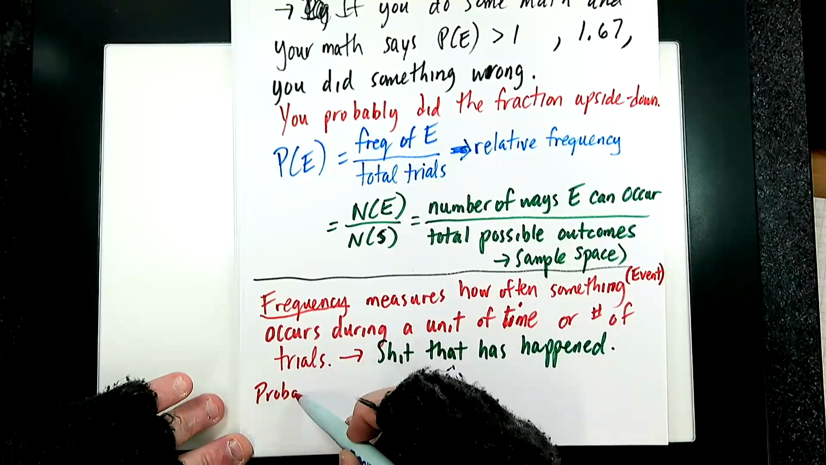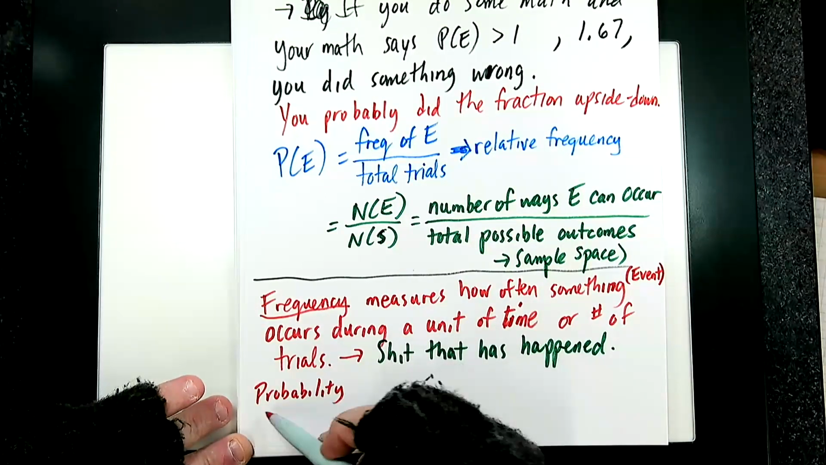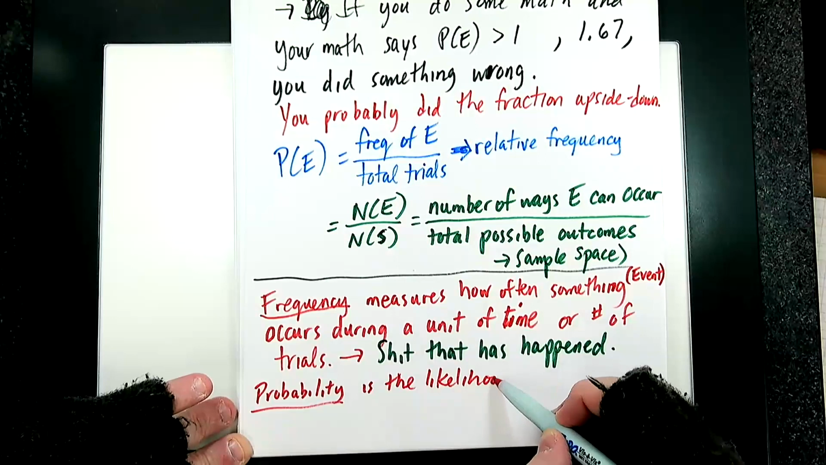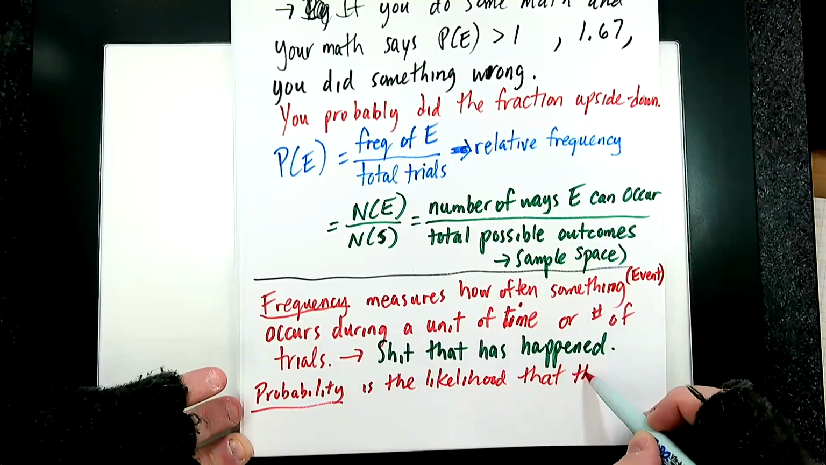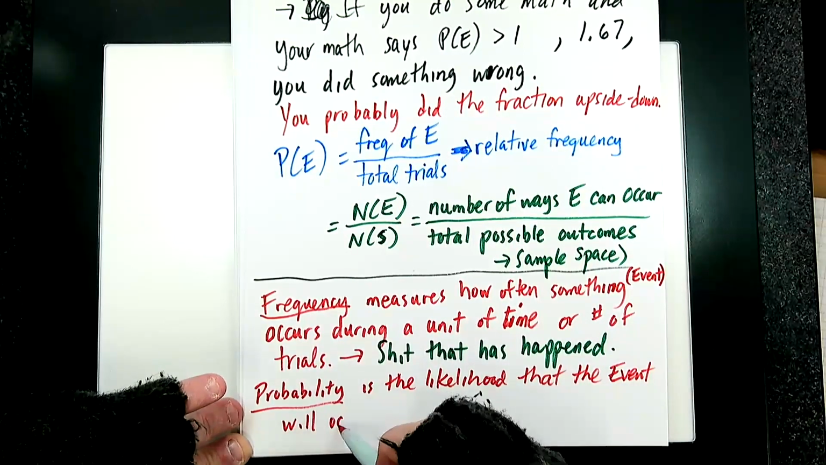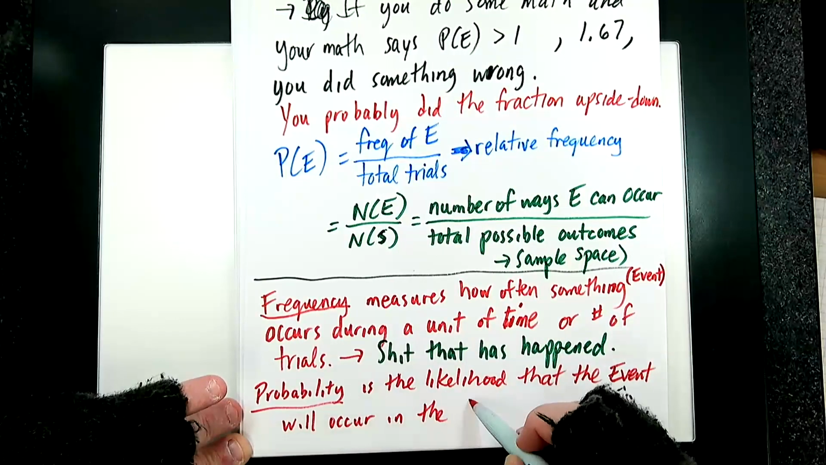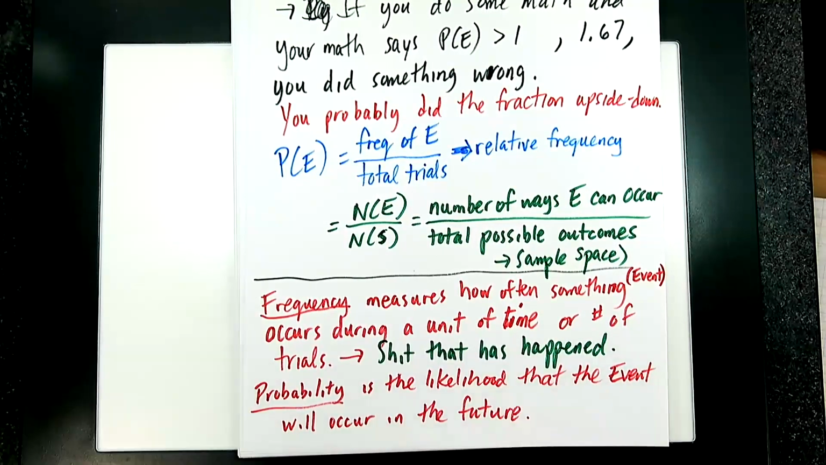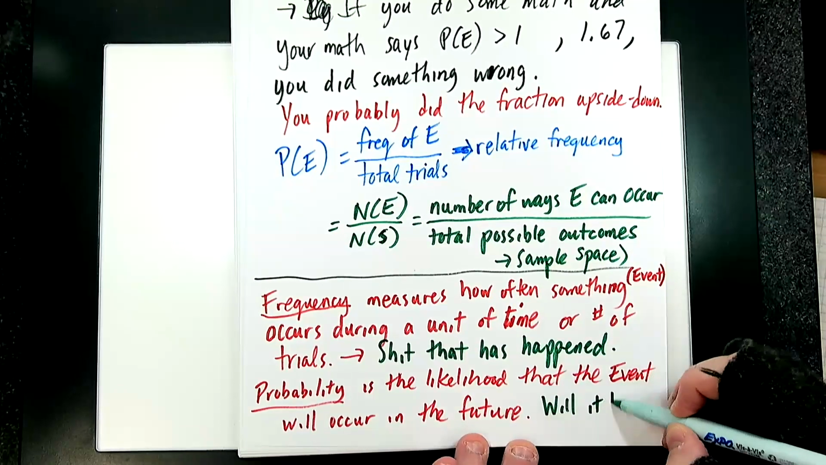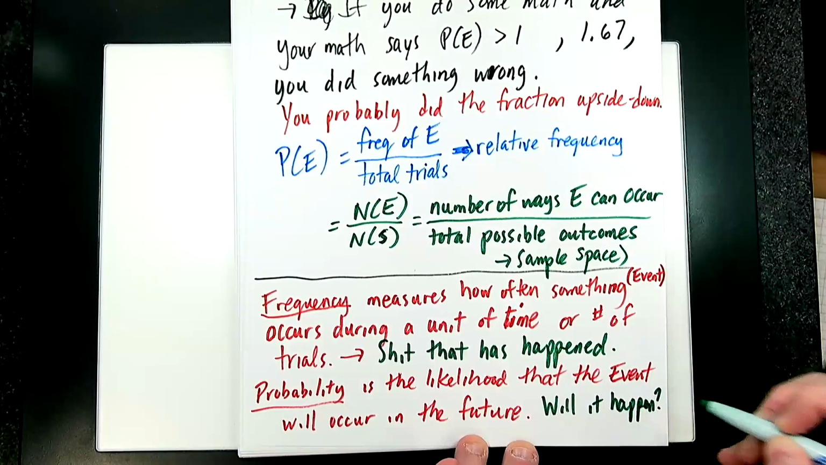Probability, on the other hand, is the likelihood that the event will occur in the future. Or will it happen? That's kind of, if you want to boil it down into one thing.